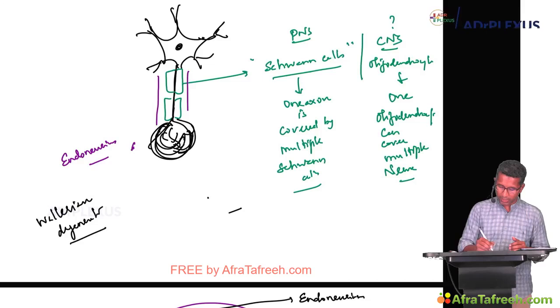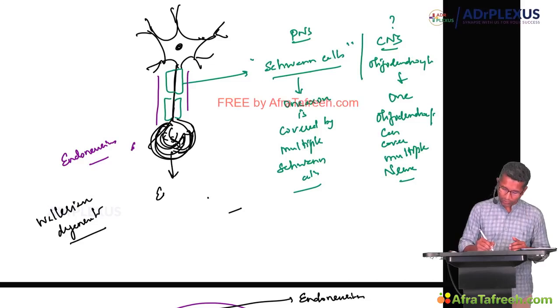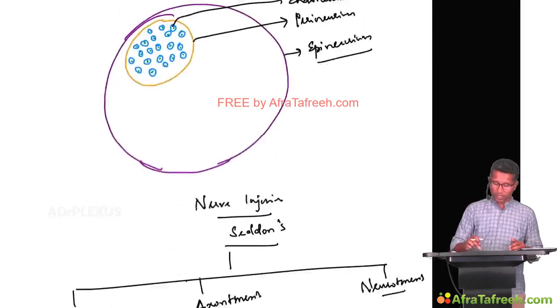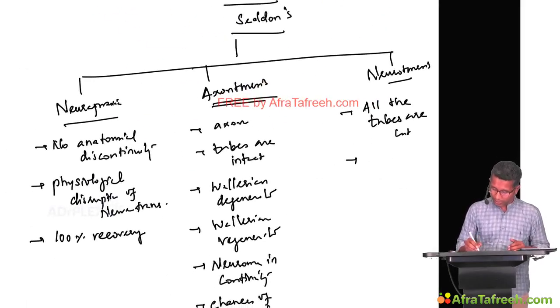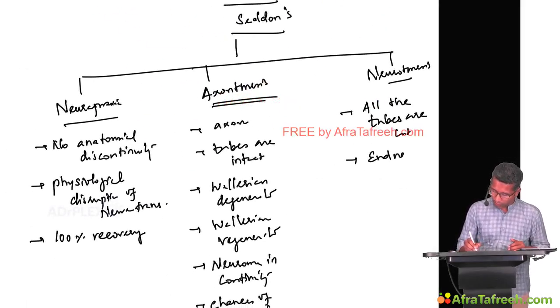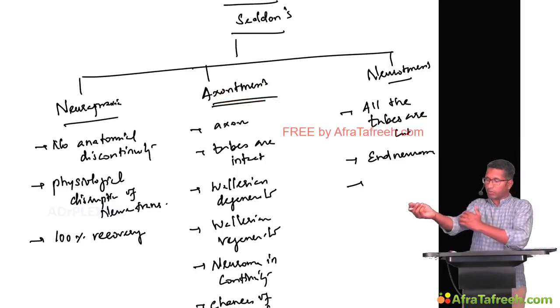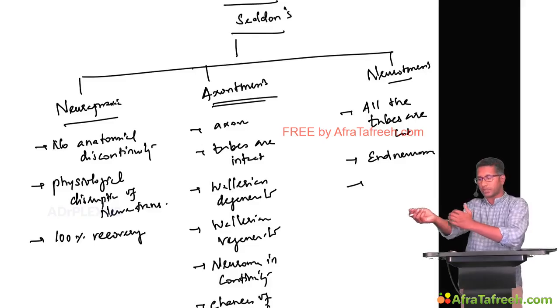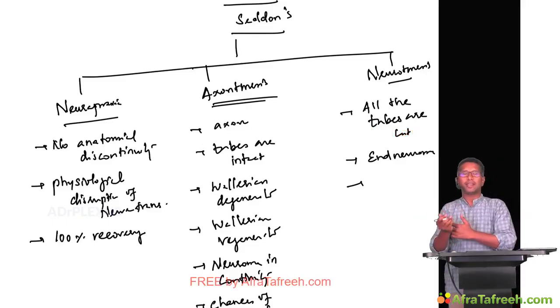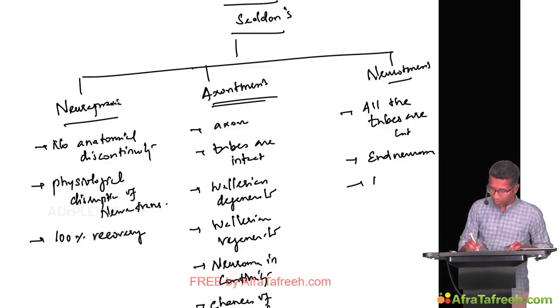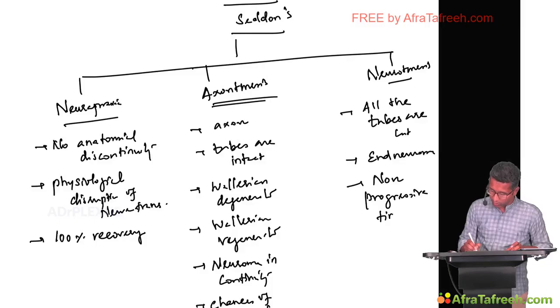This neuroma is an end neuroma. So in neurotmesis there is a formation of an end neuroma. Since there is an end neuroma formation, the nerve is not progressing, the nerve is not growing. So when the nerve is not growing, the Tinel sign is not progressive. There is a non-progressive Tinel sign.